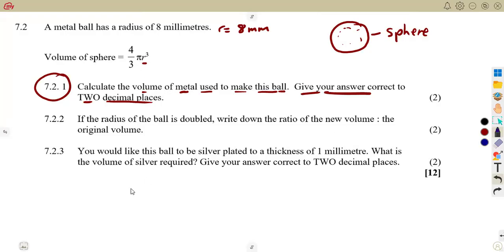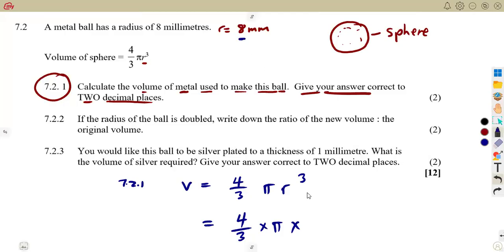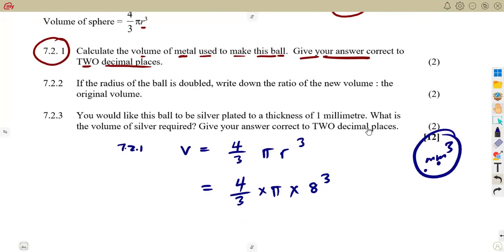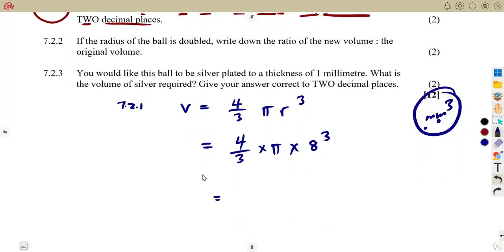Calculate the volume. Already we are given the formula there, so we're just going to use our formula, 4 over 3 pi r cubed. So substitute 4 over 3 times pi times r, which is the radius, in millimeters. So that is 8 cubed, meaning the volume will be in cubic millimeters since we are using millimeters. Make sure that you use your calculator properly. In your simplification, you're going to obtain 2,144.66 cubic millimeters. You are given the radius there. Everything is given.